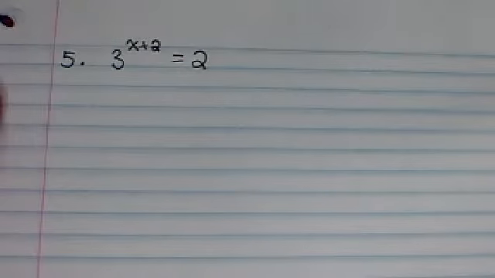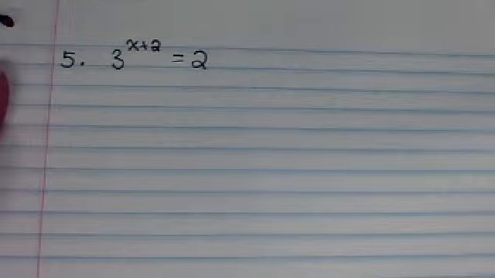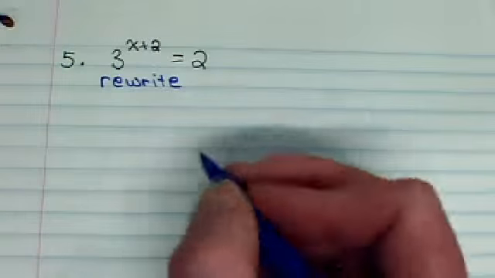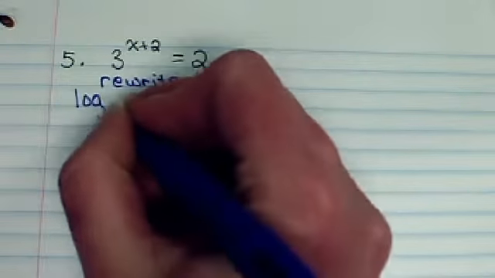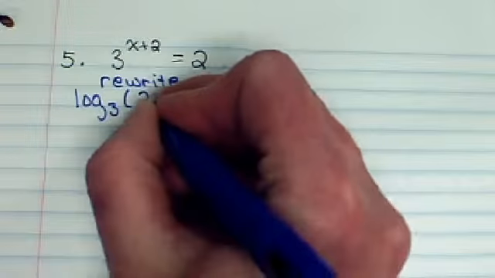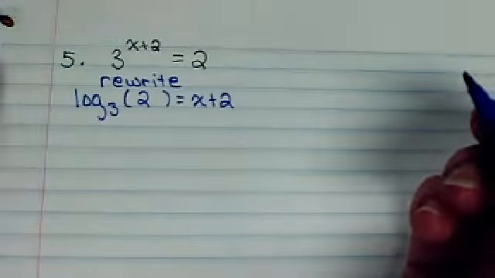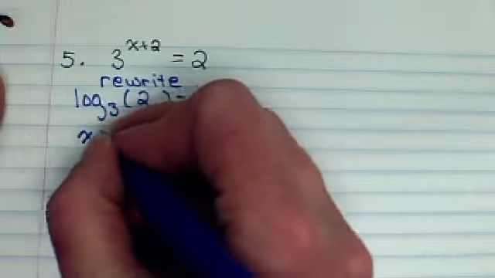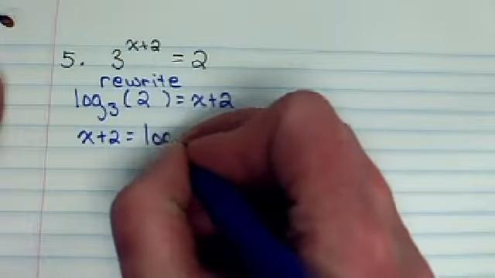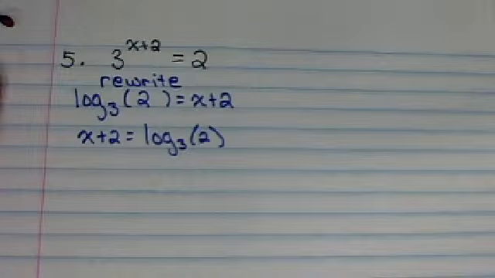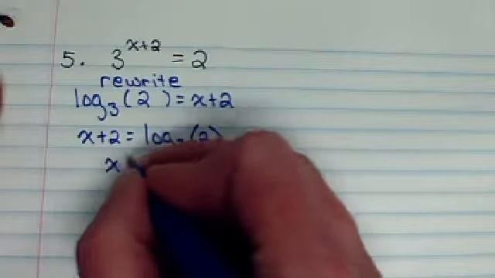We could do it either way. We could rewrite it, or we could take the log of both sides. So let's look at each way. If we do the rewrite method, this would be rewritten as a logarithm base 3 of 2 equals the exponent x plus 2. I'm going to switch their sides. Let's rewrite that as x plus 2 equals log base 3 of 2. I'm feeling like I want to do that. Now to solve for x, you would subtract 2 from both sides.